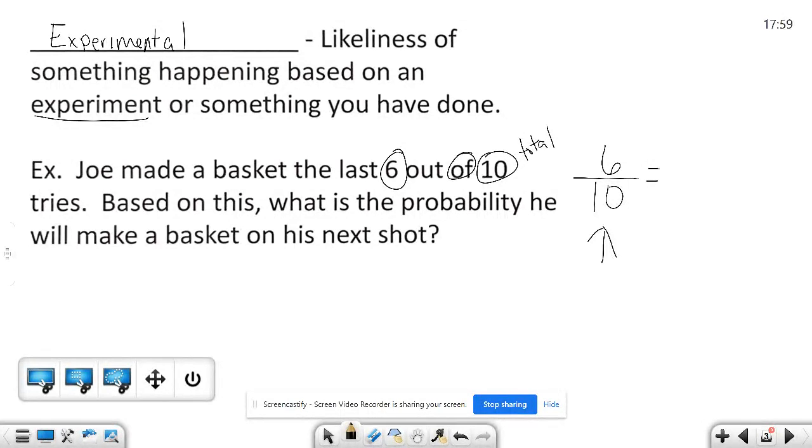If you gave me this answer, I would mark it wrong because you do have to simplify. That is one key thing with probability that you have to be able to do. So you need to know your math facts. So we're going to divide this by 2, divide both sides by 2, and you get 3/5. So the probability of making the next basket would be 3 out of 5.